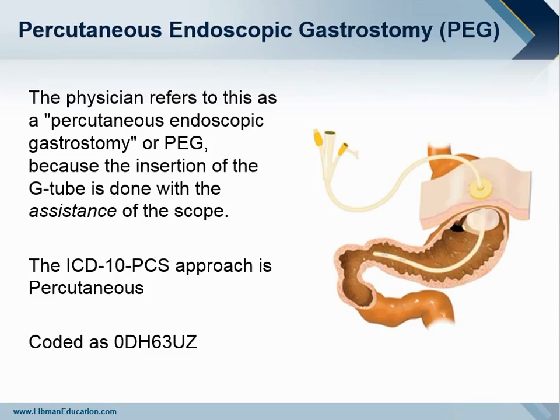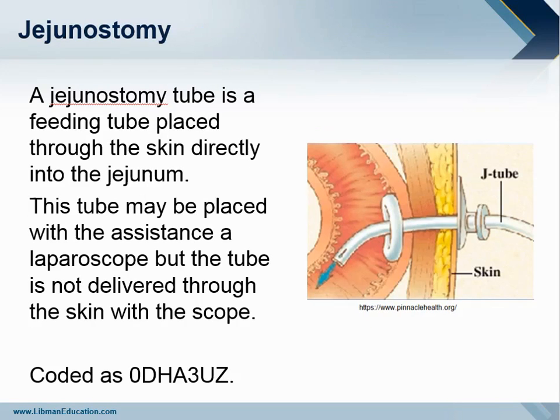This is what one of these tubes look like once it's inserted. The physician's going to call this a percutaneous endoscopic gastrostomy, or a PEG, and the title of the procedure is where some of the trouble starts. The endoscope does not deliver the tube through the skin. The endoscope only assists. So in ICD-10 PCS, the approach here is percutaneous, not percutaneous endoscopic. And so this is coded to 0DH63UZ.